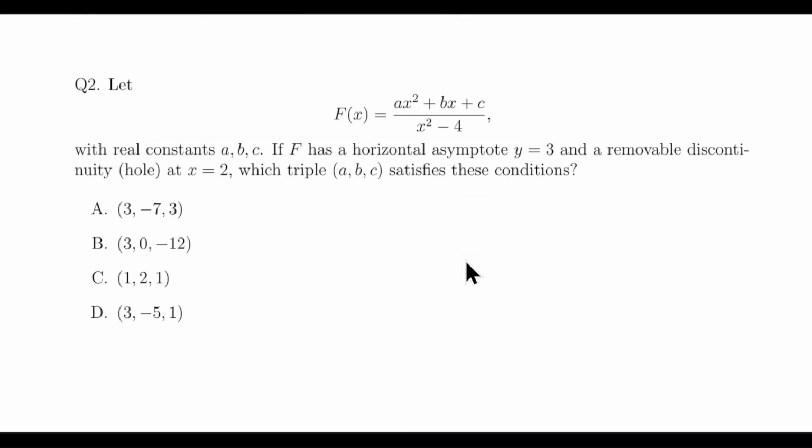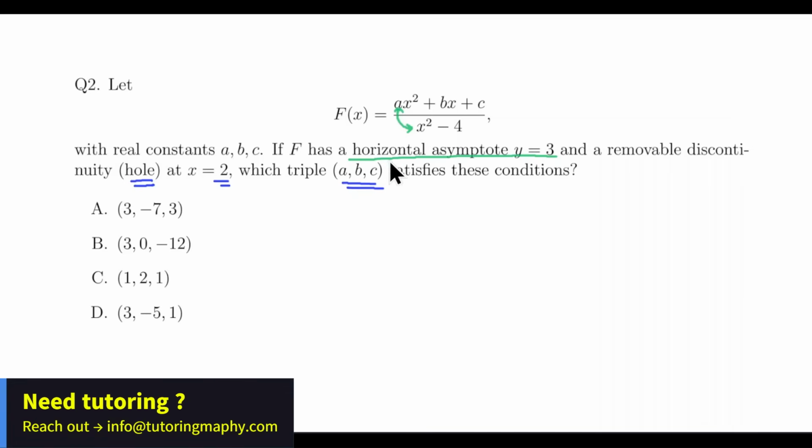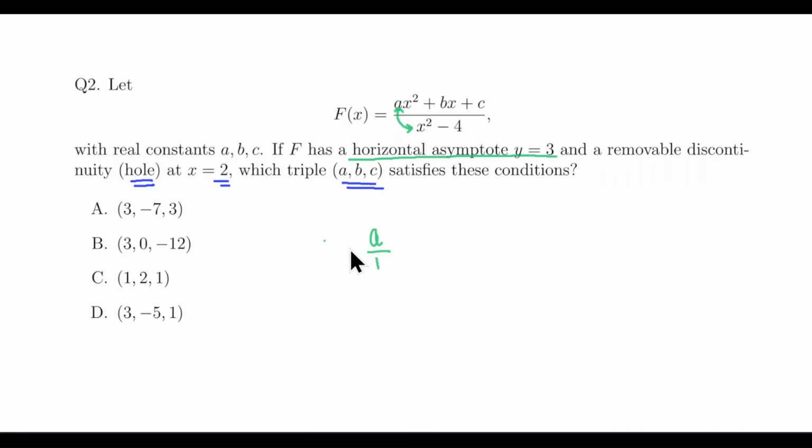All right, next question. Let this be a function with real constants a, b, c. Now, if f has a horizontal asymptote at y equal to 3 and a removable discontinuity, once again a hole, at x equal to 2, then which triplet satisfies these conditions? Okay, first things first, I think the HA is the easiest to find, because whenever the degree of the top and the degree of the bottom are the same, the HA is the ratio of the leading coefficients. The leading coefficient at the top is a, and at the bottom is 1 in this case.